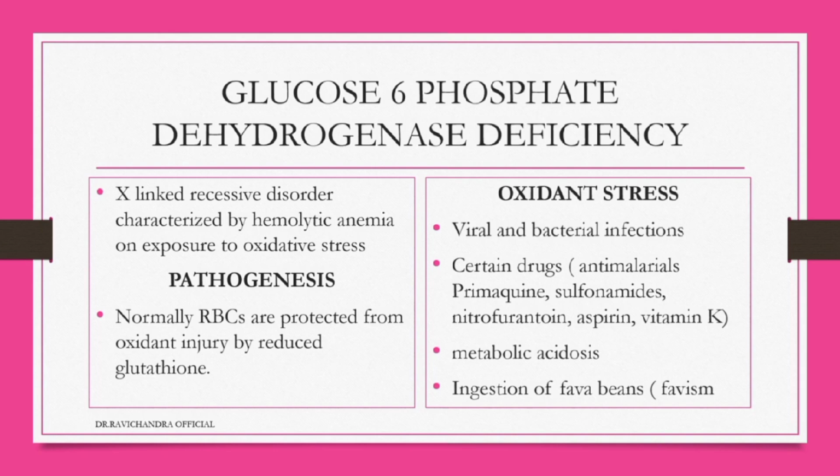Causes for oxidant stress are viral and bacterial infections, certain drug usage like antimalarials, primaquine, sulfonamides, nitrofurantoin, aspirin, vitamin K, and conditions of metabolic acidosis, and ingestion of fava beans, which is called favism, will result in oxidant stress, thereby causing hemolytic anemia in G6PD deficiency. Favism can be asked for a 3-mark question or a 1-mark MCQ. Ingestion of fava beans will result in favism.